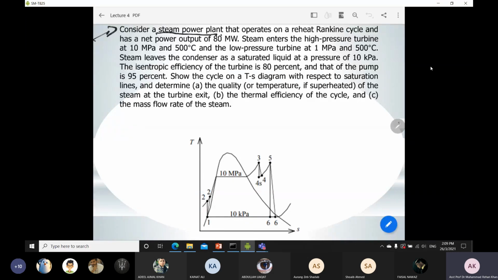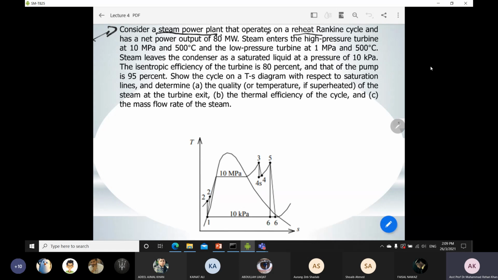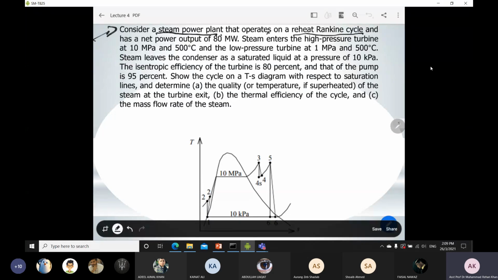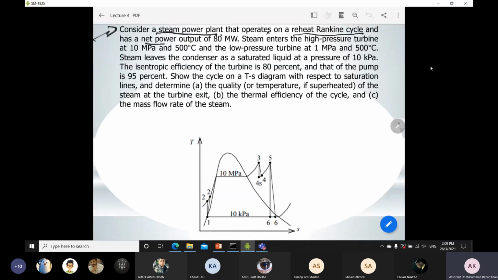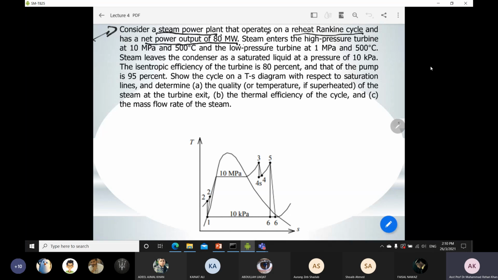Okay, so there is a steam power plant. It means that it is working on the vapor power cycle that operates on a reheat Rankine cycle. So it is mentioned that there will be reheating in this cycle, and the net work output is 80 megawatt. So the total power is given in the problem statement. Steam enters the high pressure turbine at 10 megapascal and 500 degrees Celsius, and the low pressure turbine at 1 megapascal and 500 degrees Celsius.